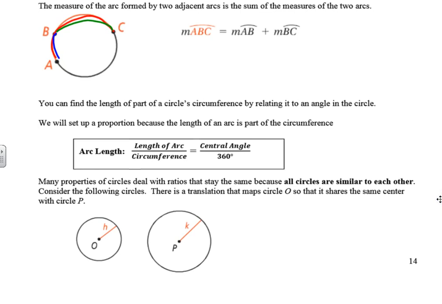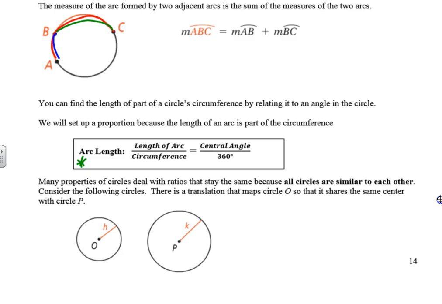We can find the length of a part of a circle's circumference by relating it to an angle in a circle. And we will set up a proportion because the length of an arc is part of the circumference. So here's the proportion. The length of the arc divided by the circumference equals the central angle divided by 360. All right, so we're going to use this for our arc length. We'll do some examples with that later on.